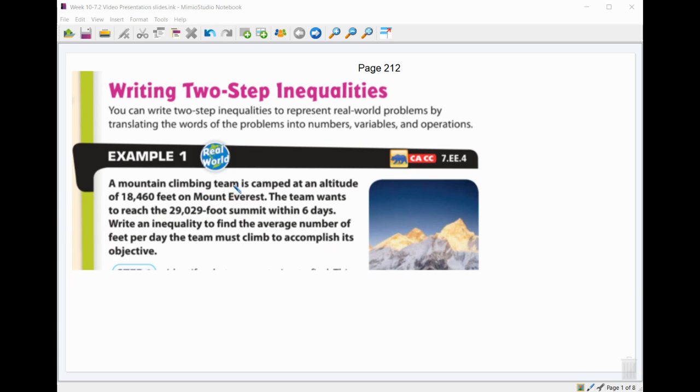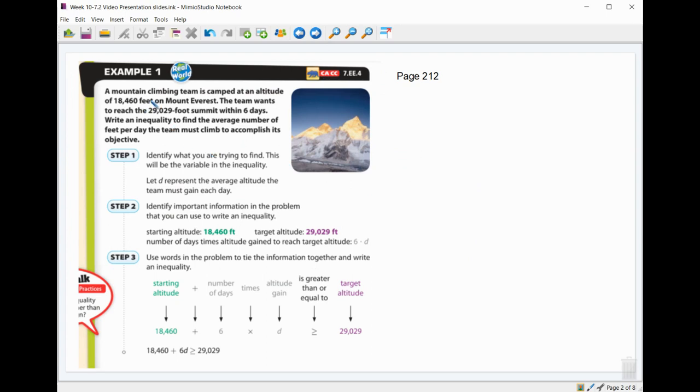A mountain climbing team is camped at an altitude of 18,460 feet on Mount Everest. The team wants to reach the 29,029-foot summit within 6 days. Write an inequality to find the average number of feet per day the team must climb to accomplish its objective. So if we were to look at this problem, we want to try and figure out what exactly they are asking us to do.